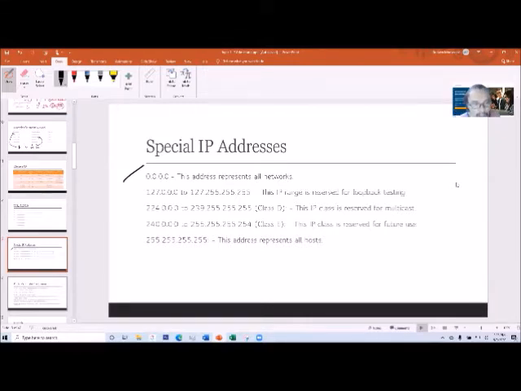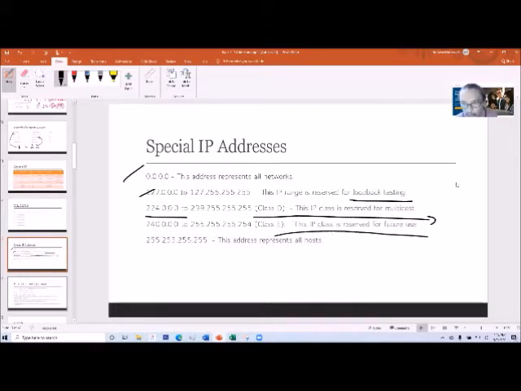Now, 127 is also not intended for IP addressing, but is intended for loopback testing. That's why 127.0.0.1 is your localhost. I have already mentioned 224 to 239, which is class D used for multicasting, and class E used for future use.